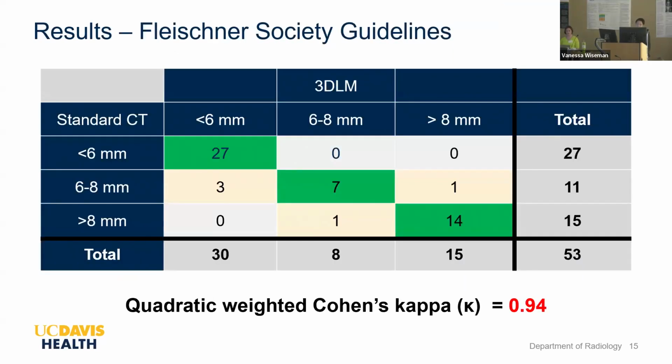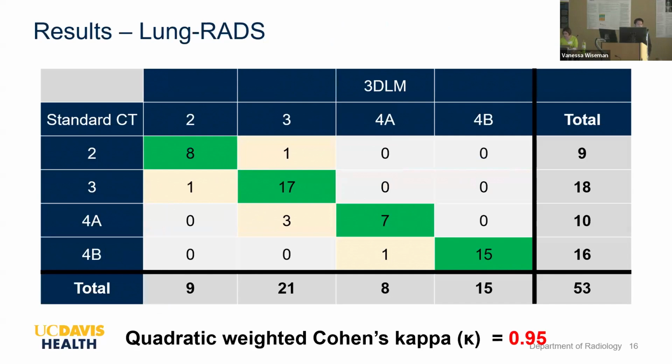These are incidental nodules. So we utilized the Fleischner Society guidelines to stratify these lung nodules in both standard CT and 3D landmarks, measured with the qualitative reliability agreement using quadratic weighted Cohen's kappa. Our statistics of 0.94 on this sample can be interpreted as almost perfect agreement. Now, what if we use the Lung-RADS to risk stratify these lung nodules? Our statistics show 0.95 on this sample and can also be interpreted as almost perfect agreement.